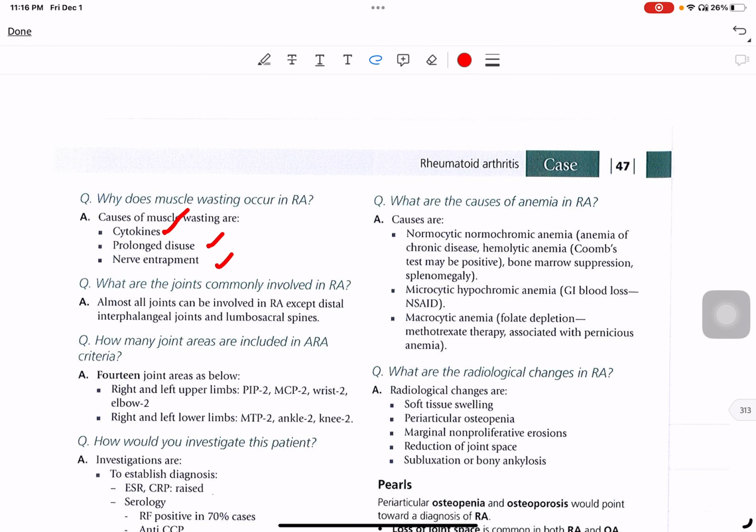Why is there anemia? There is usually normochromic normocytic anemia, but there may be hemolytic anemia, as the Coombs test may be positive. There may be bone marrow suppression in Felty syndrome, or pancytopenia due to splenomegaly. There may be hypochromic microcytic anemia due to NSAIDs. There may be macrocytic anemia due to folate depletion in methotrexate therapy.